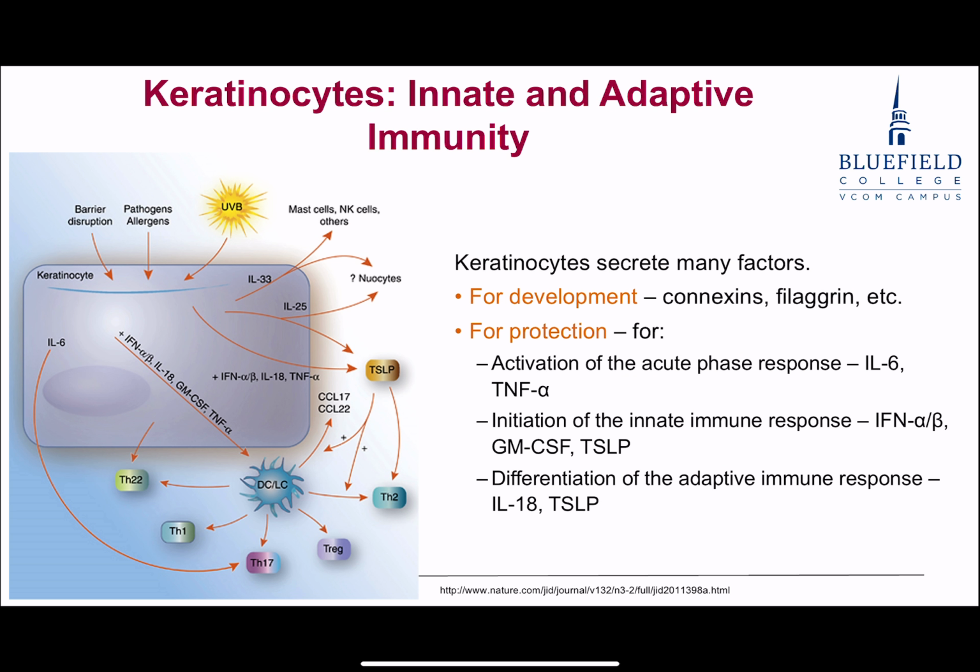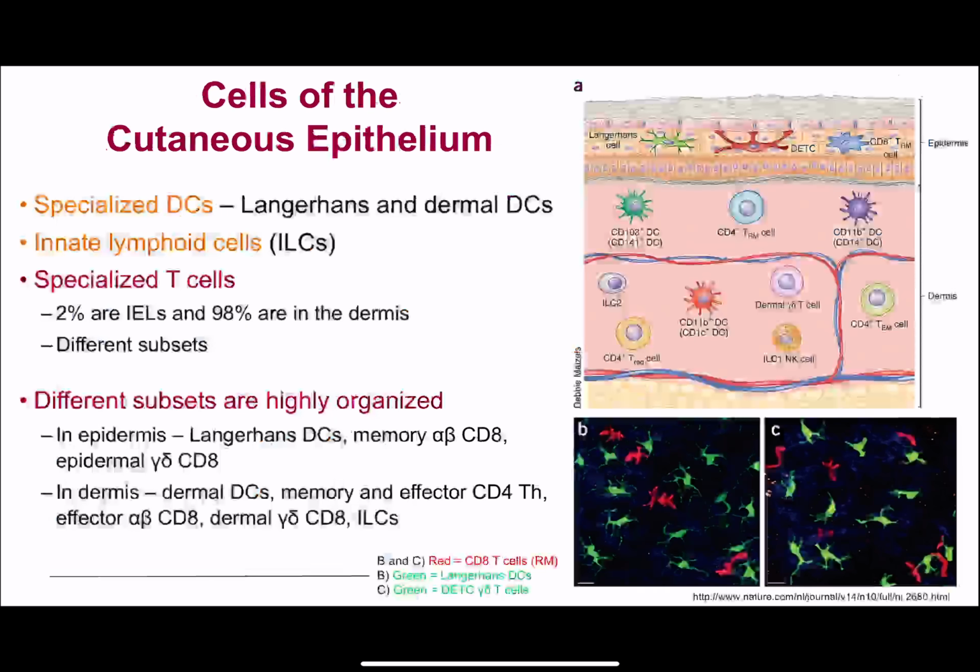All right, so what are some of the specialized cells? Number one, you have the specialized dendritic cells, the Langerhans cells of the dermis. Then you have the ILCs, you have the specialized T cells. Here we're really thinking about the gamma delta T cells, specialized because they respond so rapidly and respond in a different way from our conventional T cells.